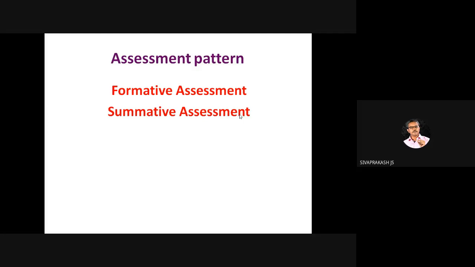In formative assessment, you will have objective valuation, but in summative assessment, you will have subjective valuation. What is objective valuation and subjective valuation? Please make a note and find out the difference between objective and subjective valuation. Tomorrow's class I will complete that, because purposely I am leaving it, as tomorrow we have n numbers of things to discuss.